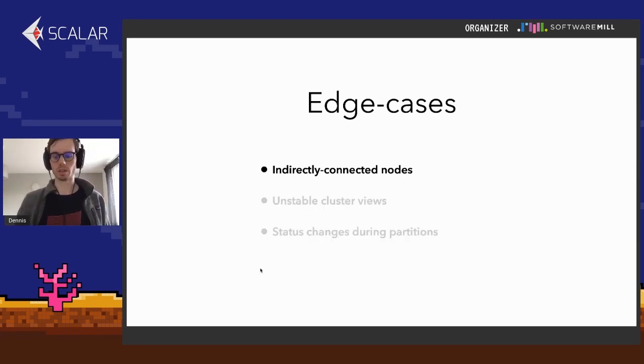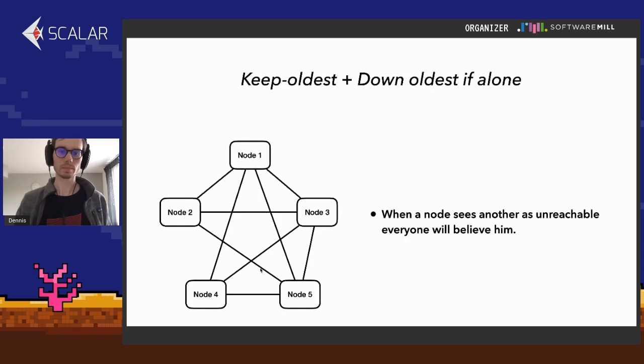The indirectly connected nodes. Here we have a cluster where we don't have a clean network partition. Only the link between node 2 and node 4 is broken for some reason. And what will happen is that node 2 will observe node 4 as unreachable, and that information will be gossiped out. And there's this strange thing, which kind of makes sense, that when node 2 tells node 1 and everyone that node 4 is unreachable, they will actually believe it.